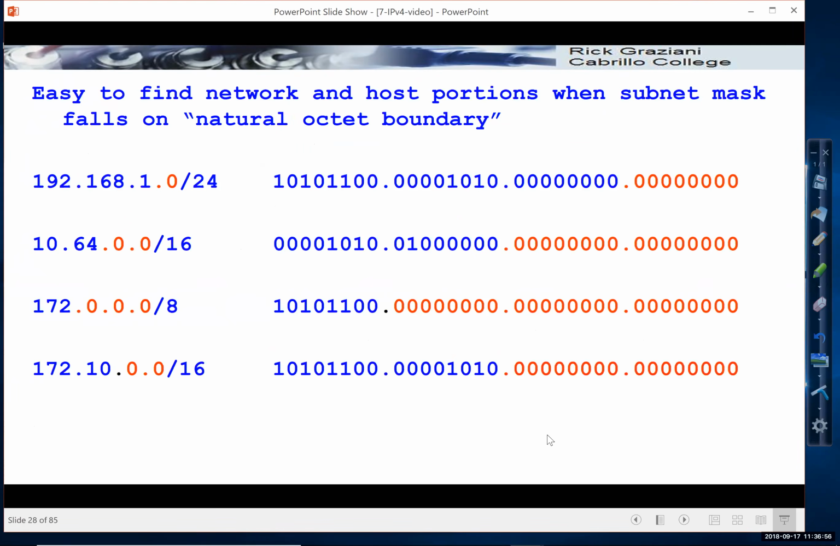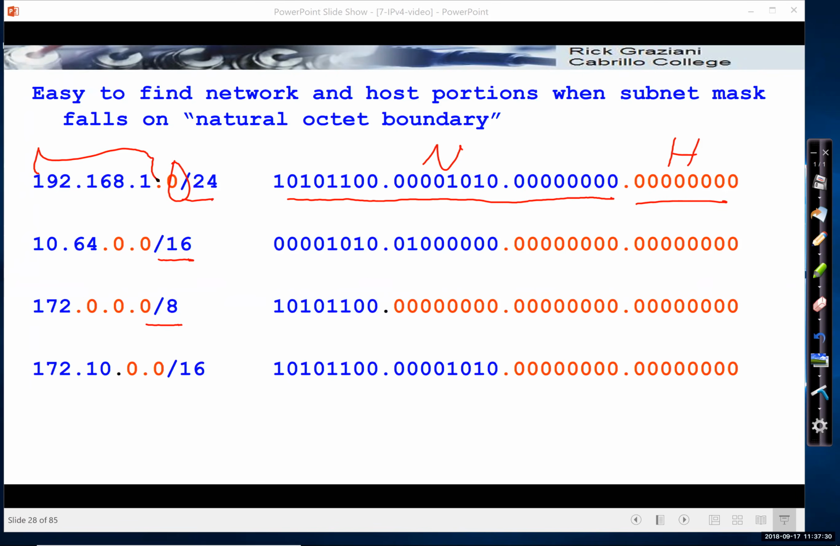Okay, so it's easy to find the network and host portions when the subnet mask falls on what we call a natural octet boundary. A natural octet boundary is like a /8, /16, or /24. It's very easy when, like in this case, 192.168.1.0 with a /24, there's the network portion, and there's the host portion.